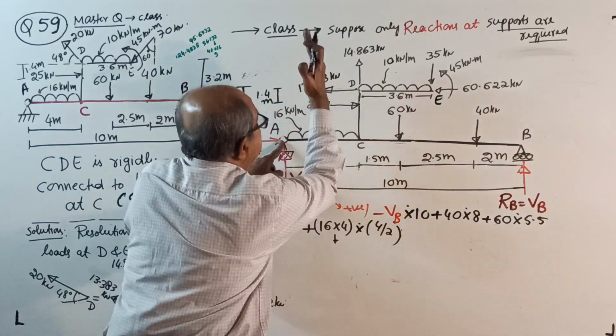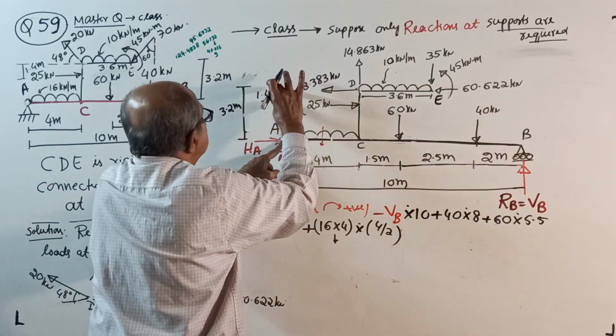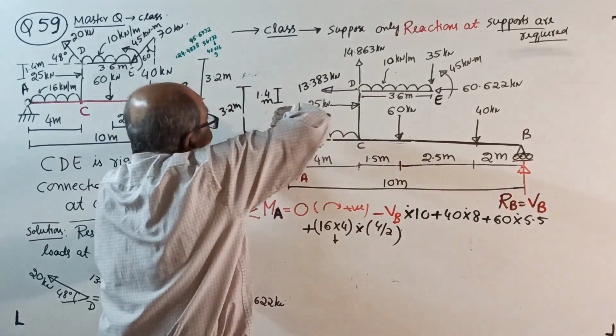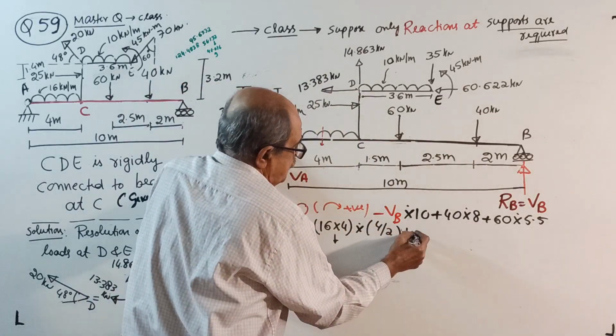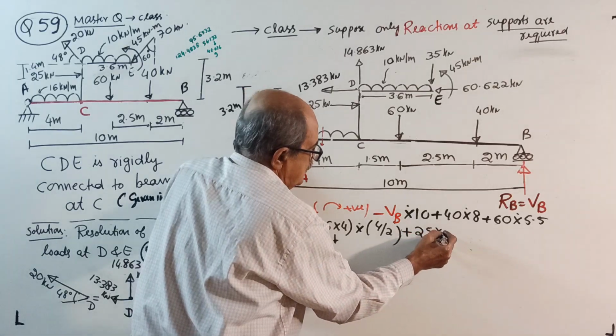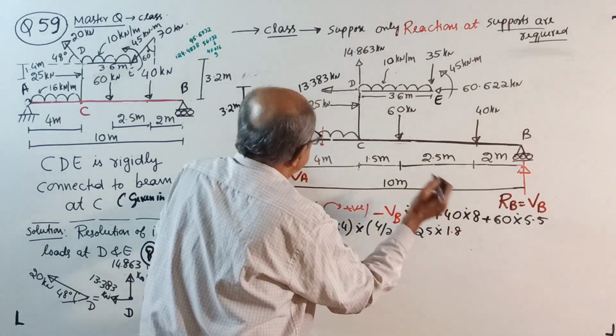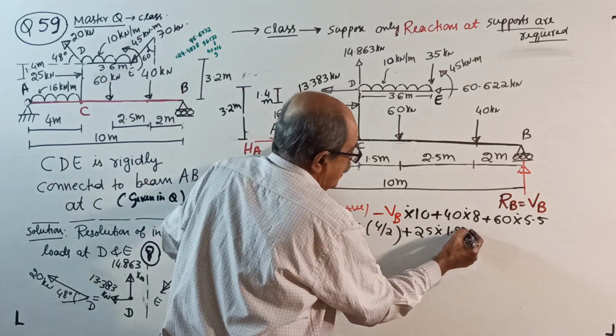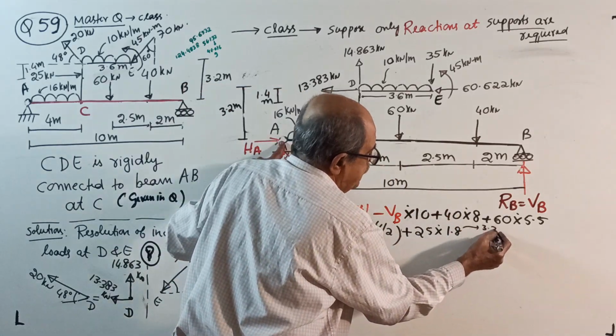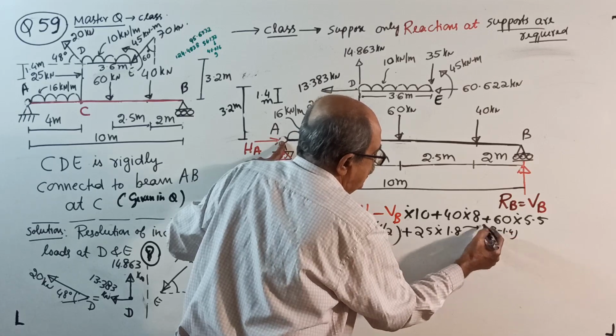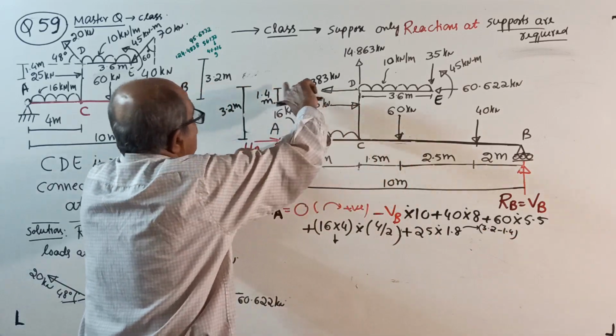25 is a horizontal load. 25 into this distance, 3.2 subtract 1.4. It is clockwise. Plus 25 into 1.8. If you want, you can write how 1.8 came: 3.2 minus 1.4. How it came? 1.8. Over.